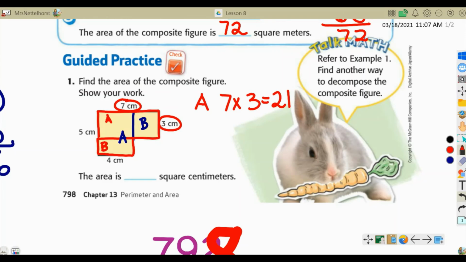Now, because this says 5 for the whole length, but this is 3 for the top length, the bottom length, 5 minus 3 is 2. So this side length here is 2 centimeters. The bottom length is, oh, wait, because it's 4 down here. Bottom length is 4. Sorry, I didn't see it down there. So rectangle B is 4 times 2. 4 times 2 is 8.